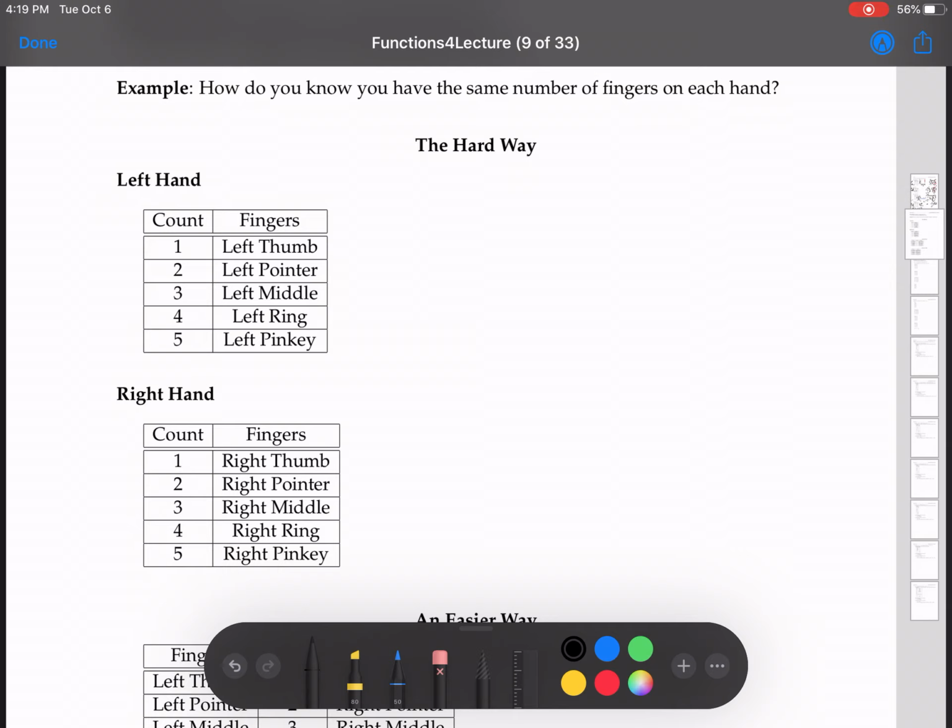Most people would say, well, let's see. If I look at my left hand and I count the number of fingers on my left hand, I start with my left thumb. That's 1. 2 is the pointer. 3, left middle. 4, left ring. 5, left pinky. Okay, so there's 5 fingers.